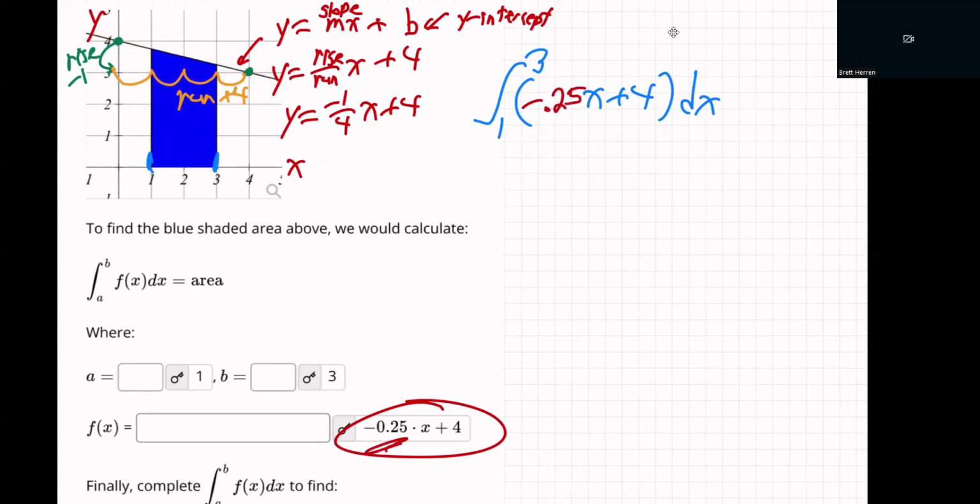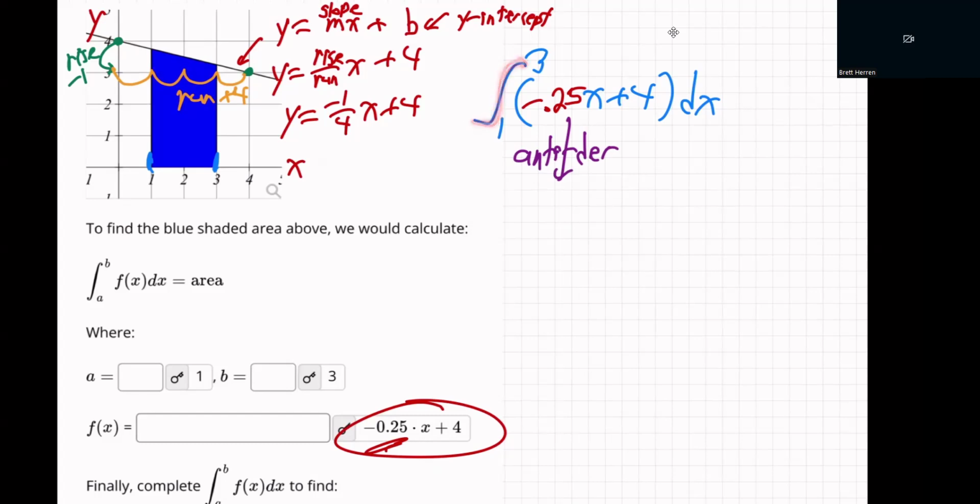Just like it does there. It'd be easier to have decimals. So now we're going to do the antiderivative. That's what the big discovery of calculus was, that the integral is the opposite of the derivative. So if you want to do an integral, you do the opposite of the derivative.